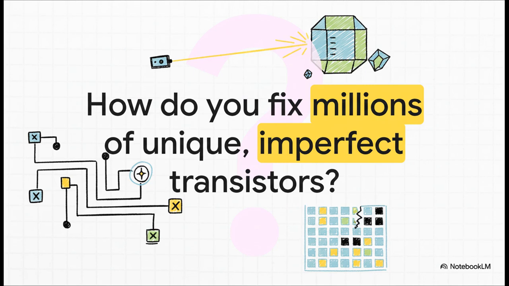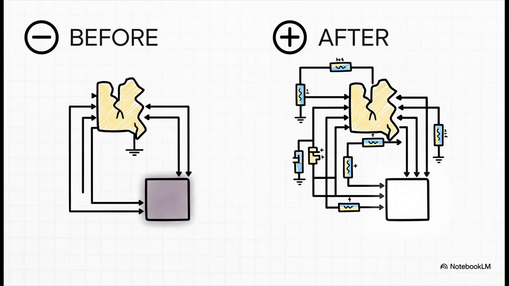I mean, think about that challenge. It's massive. You can't go in there with a tiny tool and fix each transistor one by one. There are millions of them, and each one has its own unique little error. The fix has to be automatic. It has to be built right into the pixel itself. And that's exactly what they did.